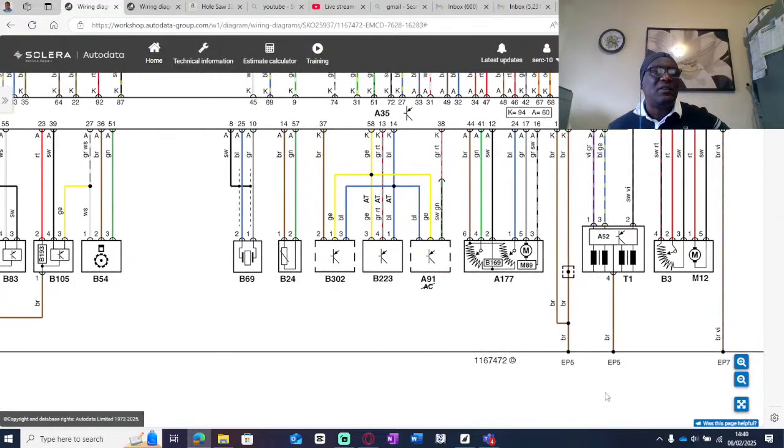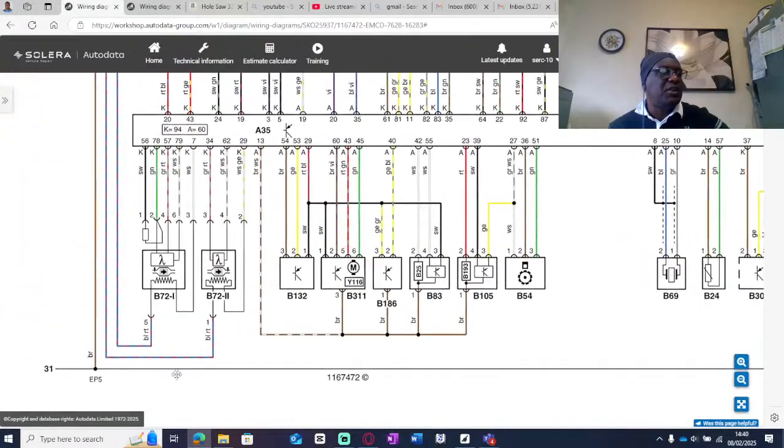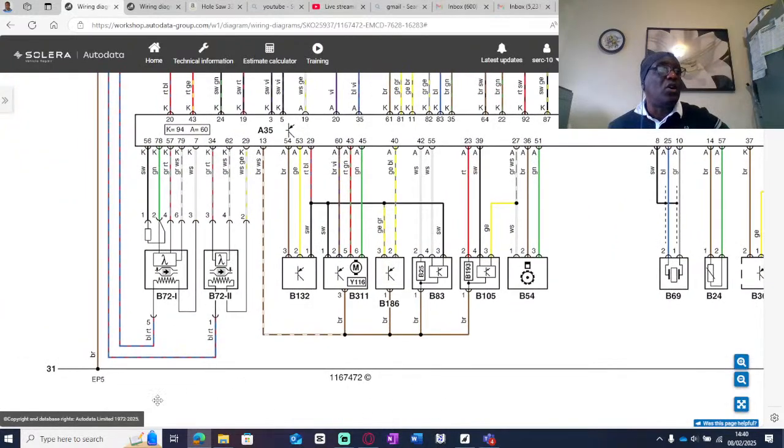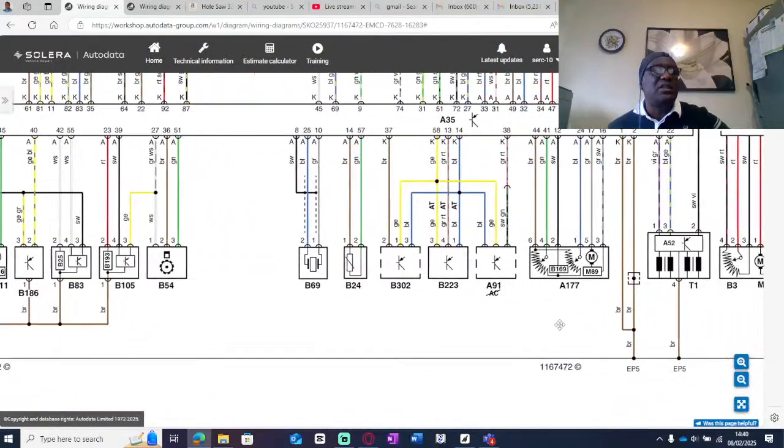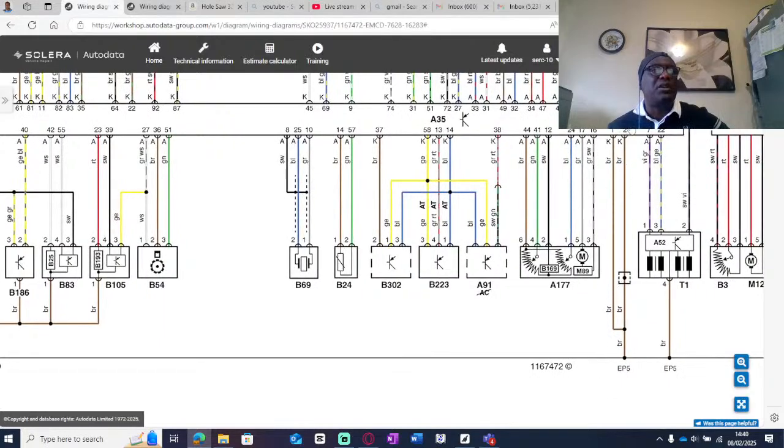All right, ground. So we have got 8 point number 7, 8 point number 5, and then 8.5. So 8.5 is a common one. It actually serves the majority of these sensors. Even our ECU is connected to 8.5, so it is very, very common.